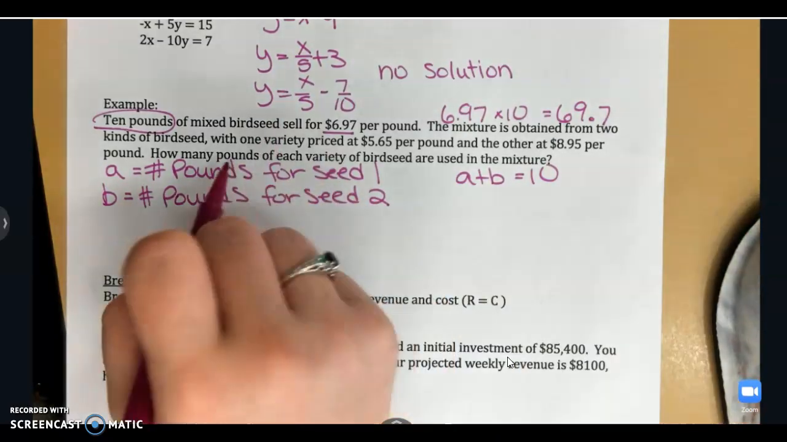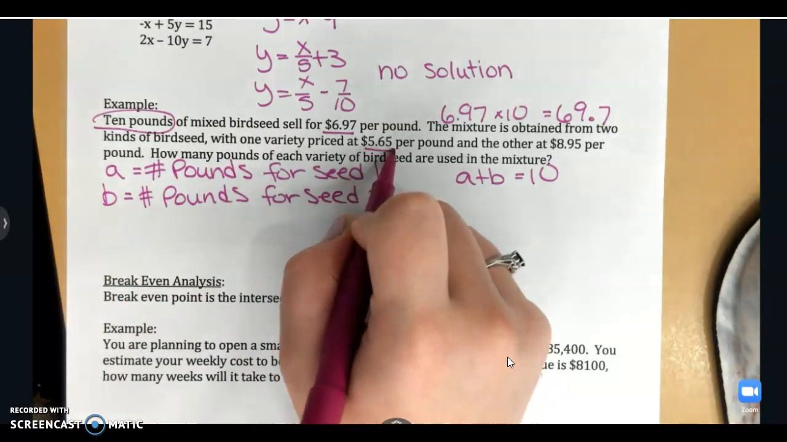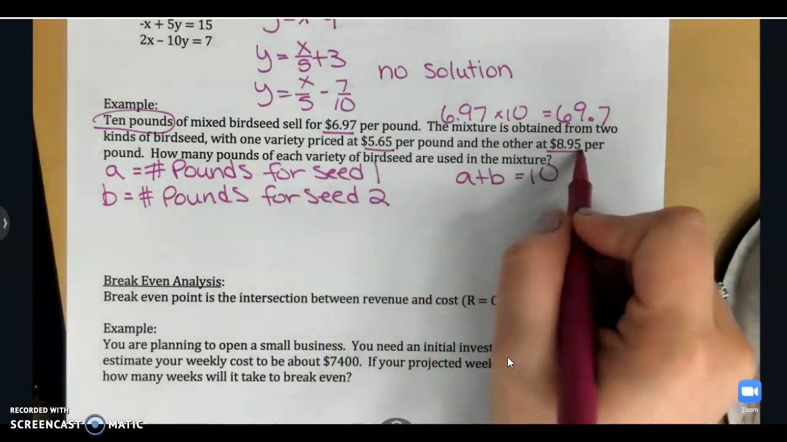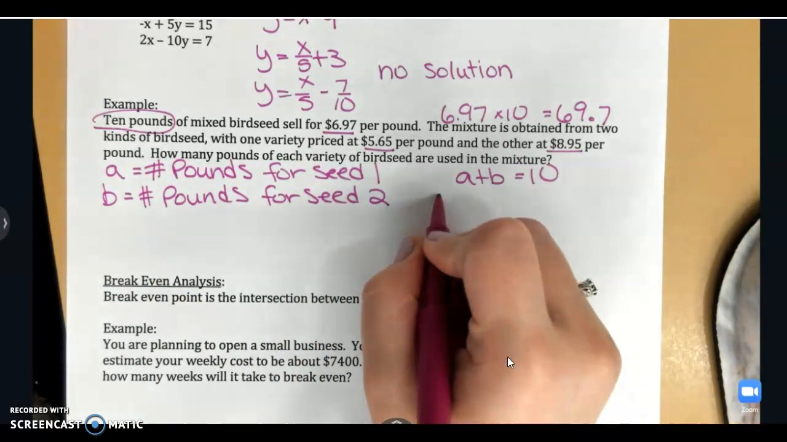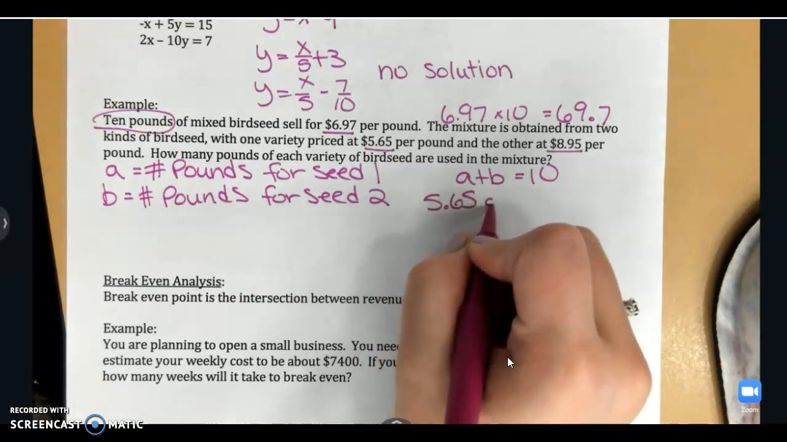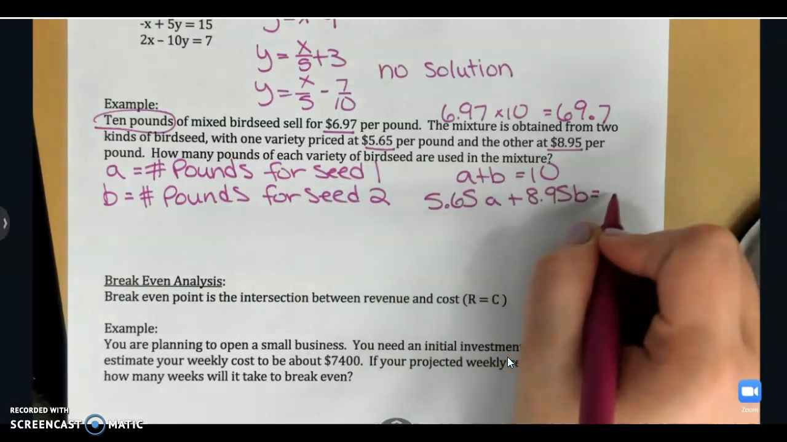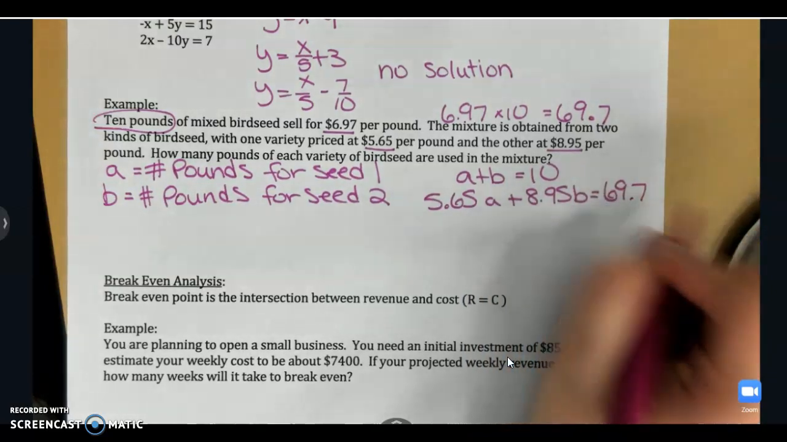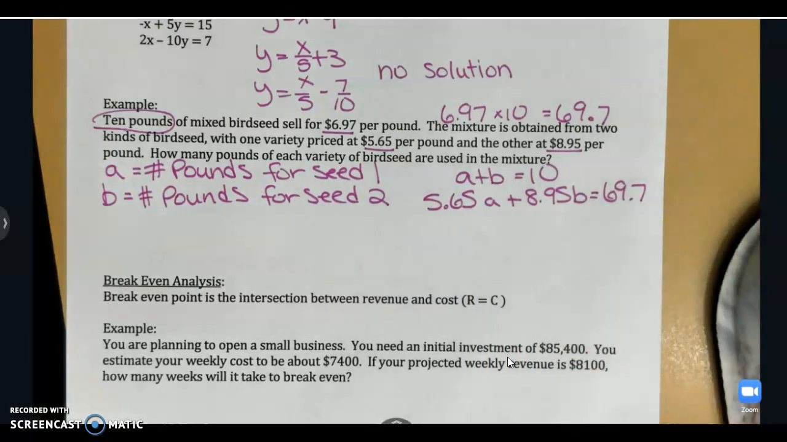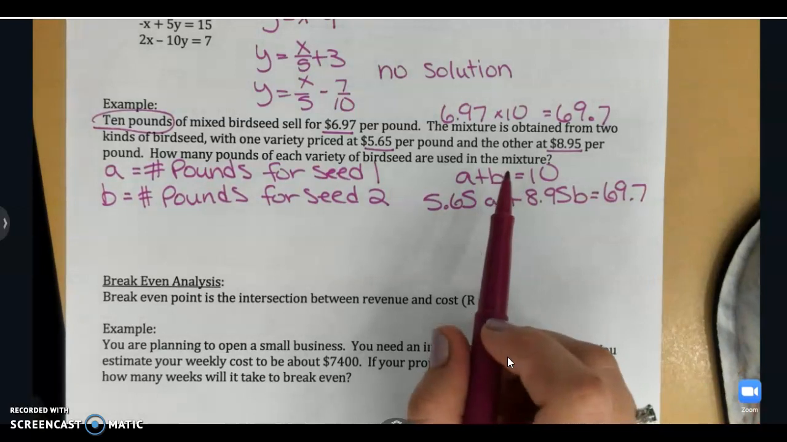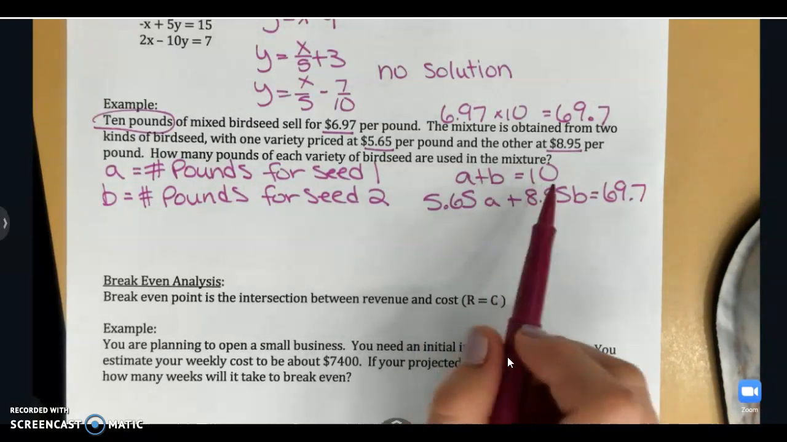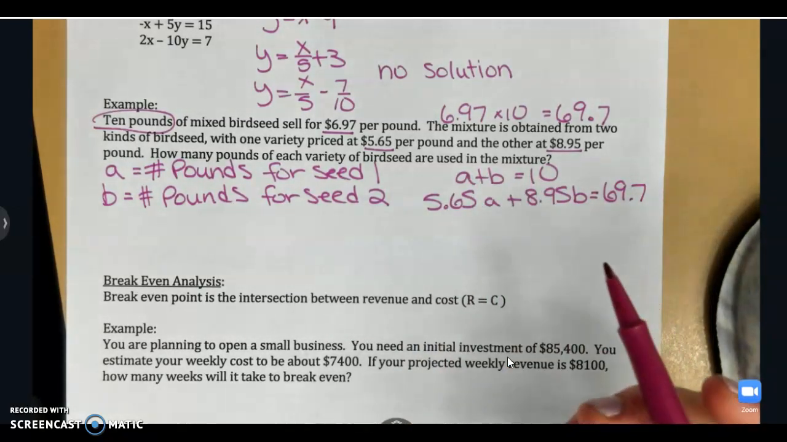Okay. Then I've got $5.65 per pound for one seed and $8.95 per the other seed. So $5.65 times A plus $8.95 times B gives me a total cost of $69.70. So I now have my two equations, and we are going to use either substitution or elimination to solve this. Now, because A and B could easily be isolated in this top equation, I'm going to use substitution.